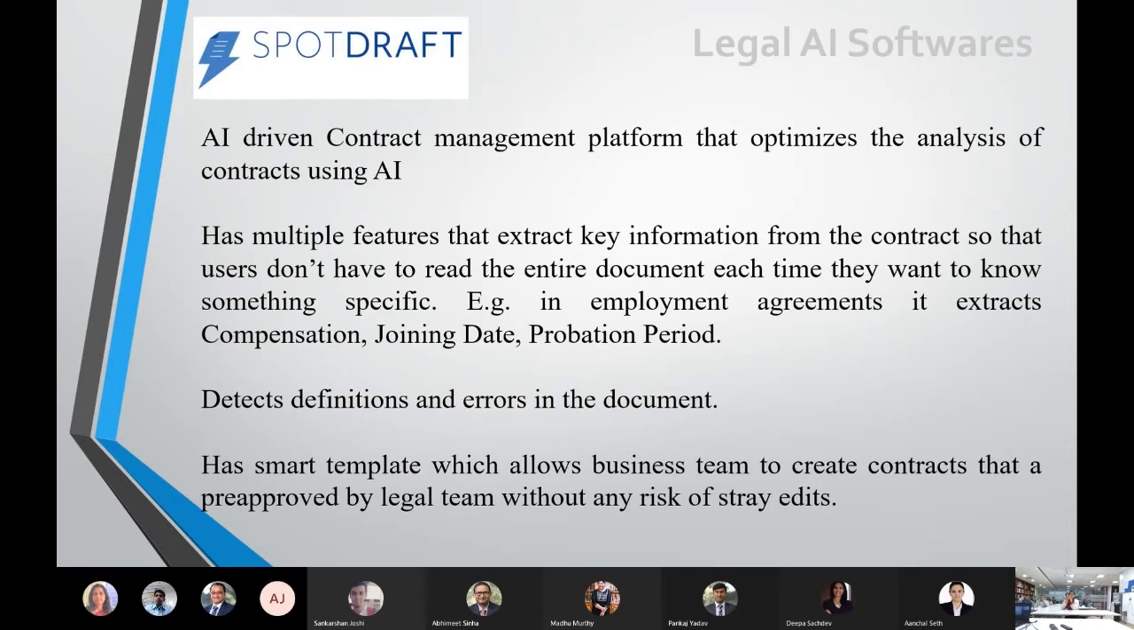It also detects the definitions and others in the document. The unique feature is a smart template, which allows the business team to create new contracts that are already pre-approved. Suppose you already have a draft approved by the legal team, and you want to create another agreement on that basis. You can do it in an effortless manner, and it picks up from the keywords and does that. So this is another helpful software which is widely being used.